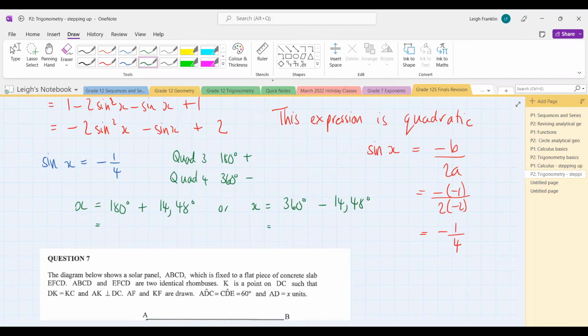194.48 degrees, or over here at 360 minus 14.48, which would be at, 1 second. Are you guys getting 345.52? Okay, all right, lovely. Excellent.